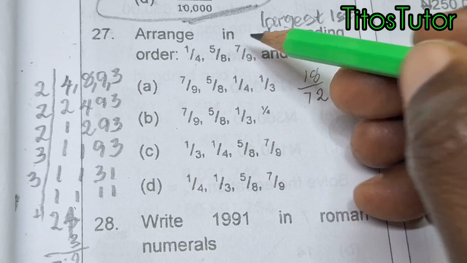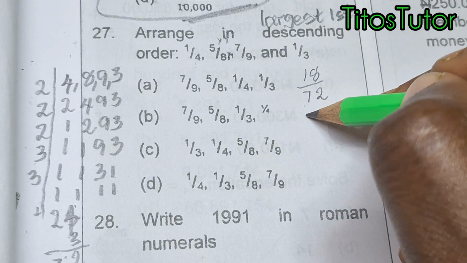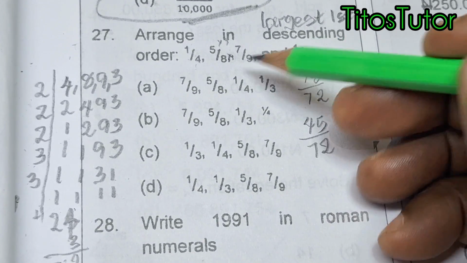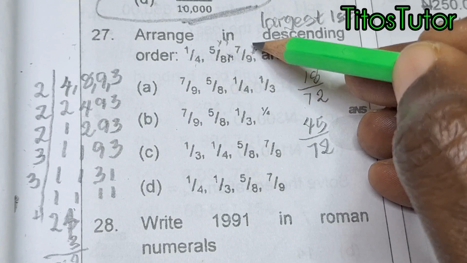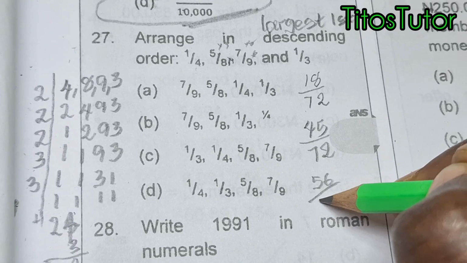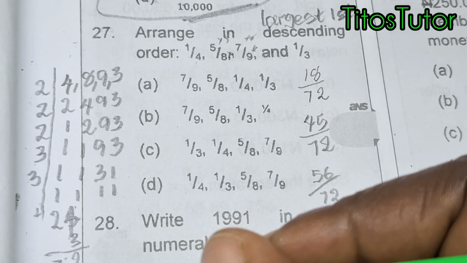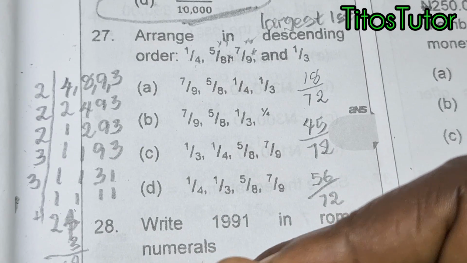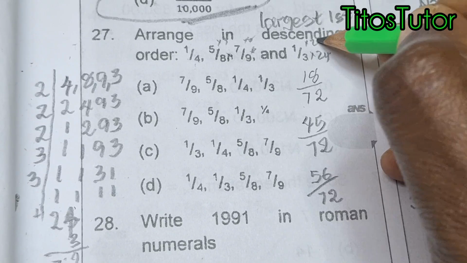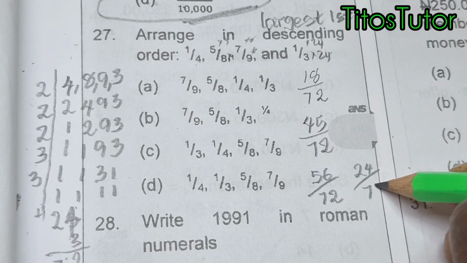You go to the next one. 72 divided by 8 is 9, so 5 times 9. So the second one is 45 all over 72. Then 7 times 8 is 56, all over 72. Then the last one. What do you multiply by 3 to give you 72? It is 24. So this is times 24, times 24. So the last fraction is 24 all over 72.